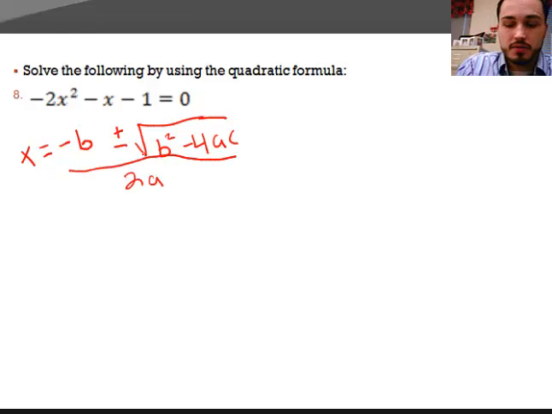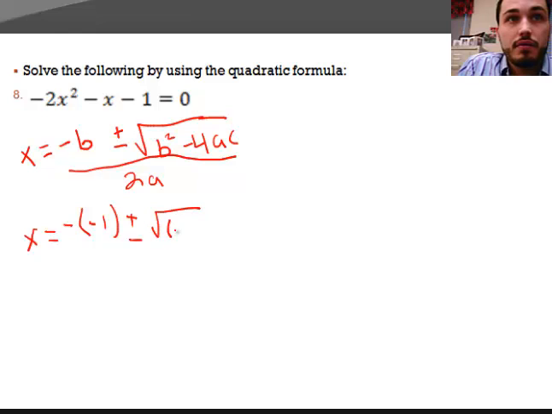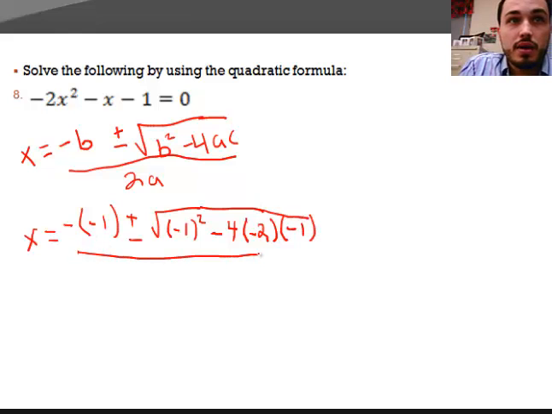Okay, plugging those numbers in, I get x equals -1. Please do not mess up on a double negative issue. Square root of -1 squared minus 4 times negative 2. Another thing people screw up on is forgetting to put negatives inside of these numbers. All over 2 times negative 2.